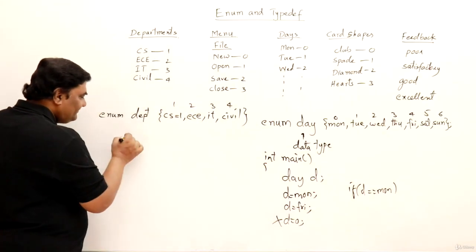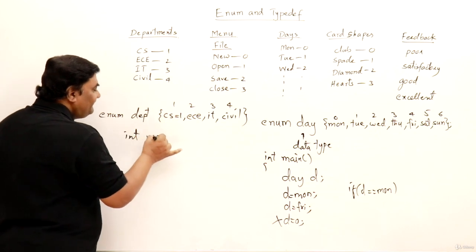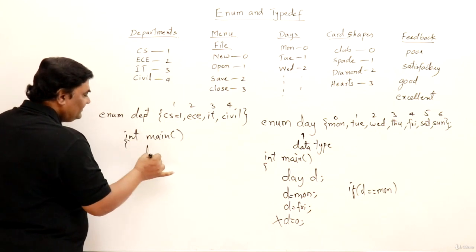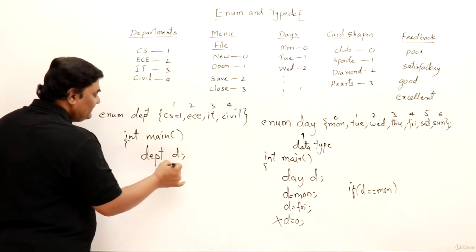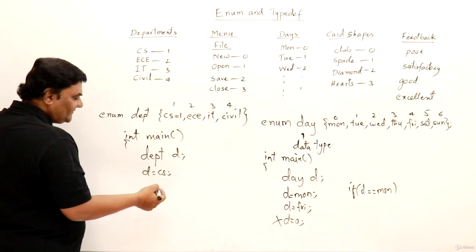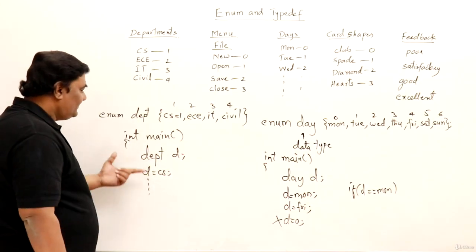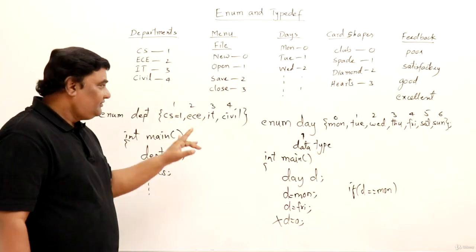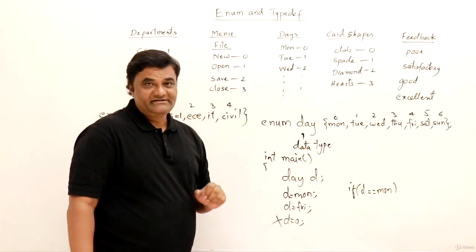Now in my program, inside the main function, if I want to declare a variable of type department, DPT D, then D assign CS. Like this you can use. Or any other department you can assign. So you can declare a variable which can have only this set of values, right? You cannot write anything other than this.